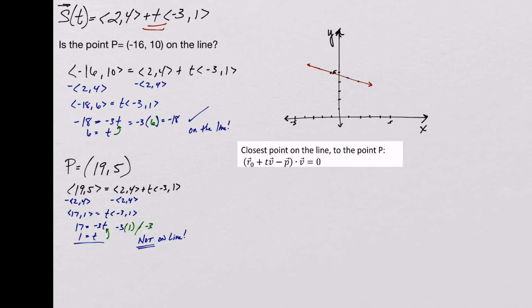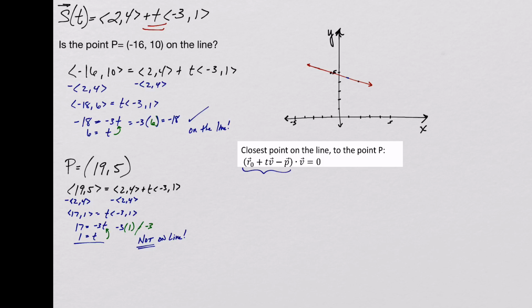So here's the equation that we give you on the formula reference card, and it says the closest point on the line to the point P can be found by taking r naught plus t times v minus p, dotting it with the direction vector v, and setting it equal to 0. If we think about this first expression in parentheses, that's a vector plus a scalar times a vector minus a vector. It's just a vector, right? And so a vector dotted with another vector set equal to 0.